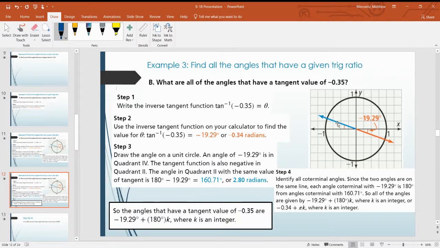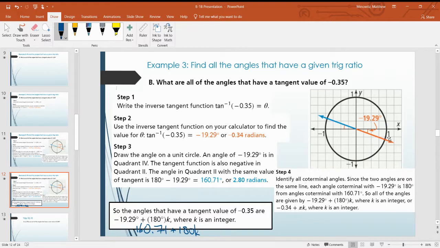Okay, and this one's a little weirder because I actually only need to say one answer. Okay, and the trick here is thinking with tangent, it repeats every 180 degrees. So I can say it's negative 19.29 degrees plus 180k. Tangent's a special one that I only have to do half a spin to get to the next answer. So negative 19.29 plus 180k, or I would have probably written it as the positive, so I like 160.71 plus 180k, where k is an integer.